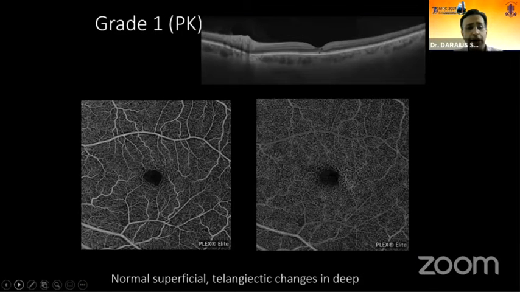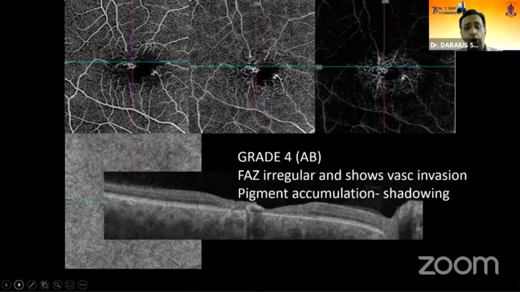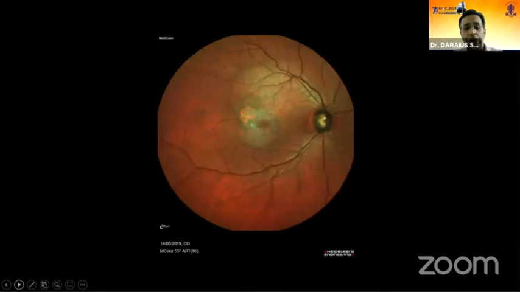So let's see a few cases. When you have a grade 1 kind of IJT, the superficial layer is normal, but you see some telangiectatic changes in the deep. Grade 2, the superficial is mild, but there are marked changes in the deeper layers. When you go on to grade 4, you can see there is FAZ irregularity and vascular invasion. But most important for us is grade 5. This is where, as I said in the beginning, the CNVM is noted to be present in the avascular zone. As soon as you get this in the avascular zone, this is a red flag for the CNVM.